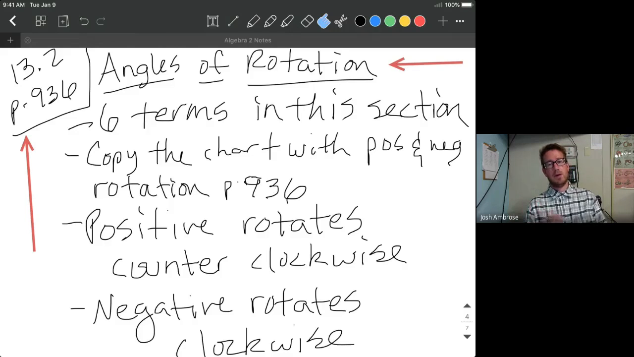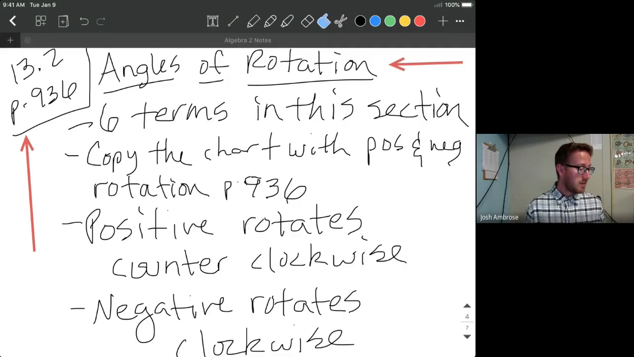So there you go. Also copy the chart that talks about positive and negative rotation. That's on page 936. The quick, very fast definition of that chart is you're going to notice that when they give you a positive rotation, and a positive rotation is just them giving you a positive number, like they could say 160 degrees, that'd be a positive number. How do you know what direction to go? Go ahead and look at page 936 right now.